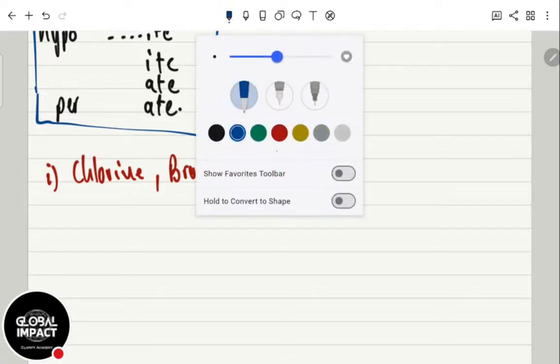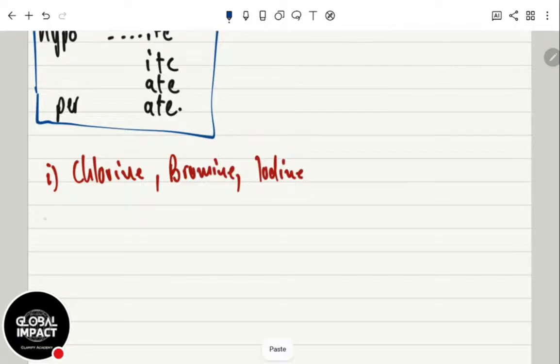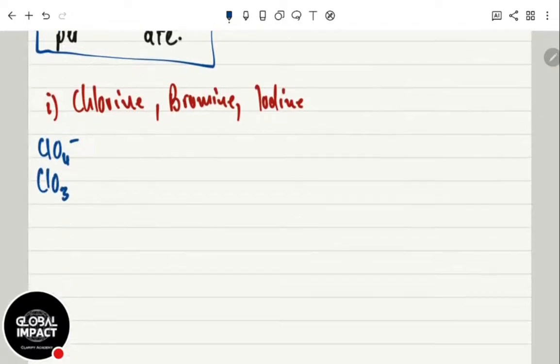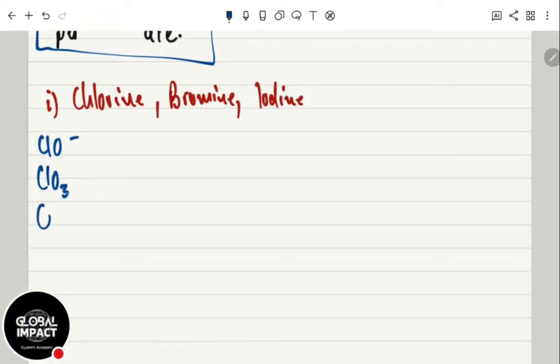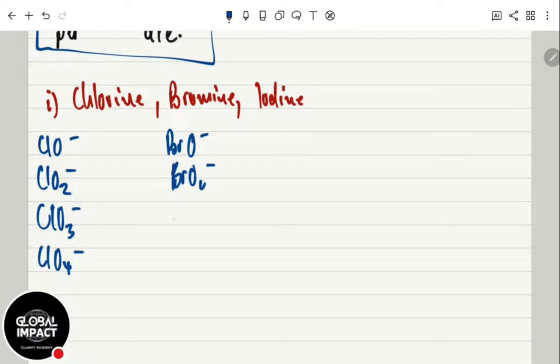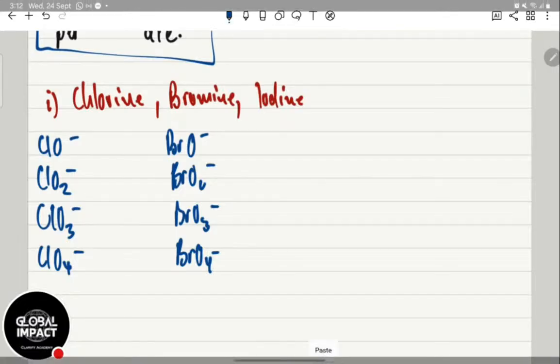Here, we talk about it in naming. For these, they have ClO minus, then ClO2 minus, then ClO3 minus, and it's always minus, then ClO4 minus. Here's what we have for chlorine, and it's the same for bromine: BrO minus, BrO2 minus, BrO3 minus, and BrO4 minus. And it's the same for iodine.